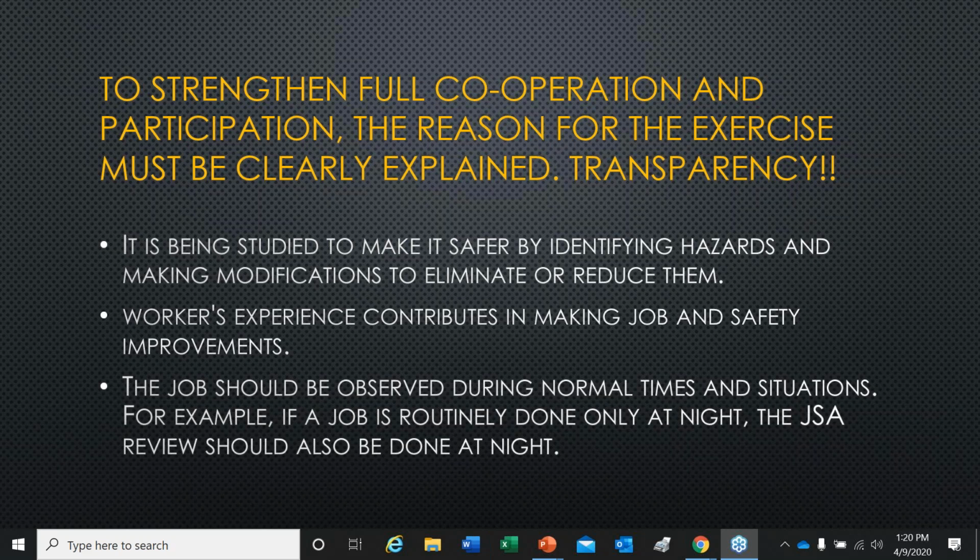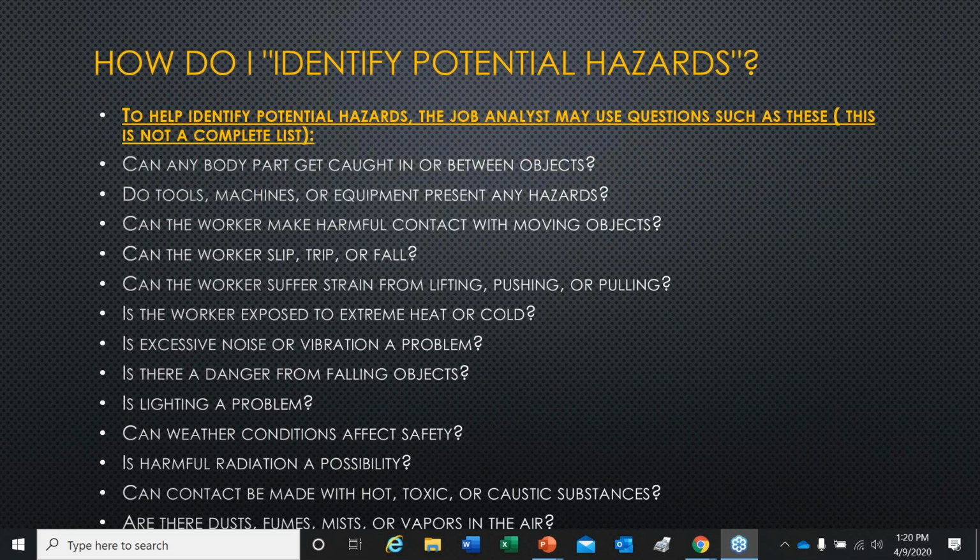And then the job will be observed always during the normal times. So if some job is only done at night, you would want to do that job at night to review the circumstances surrounding it. I know some people will say, well, you can do it in the day and you can do it at night. Well, but if it's only done at night, you might miss something. I would suggest you try to do it at a time. If it's in darkness, do it at darkness, okay? So that you kind of get the same idea of what's going on.